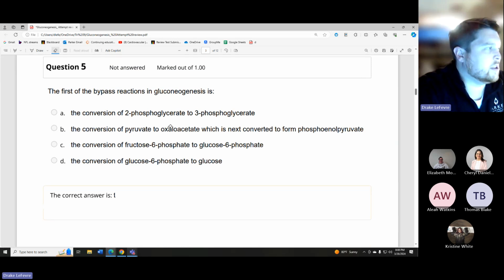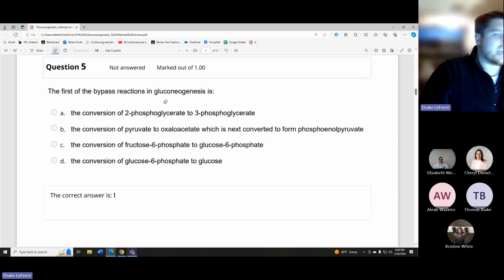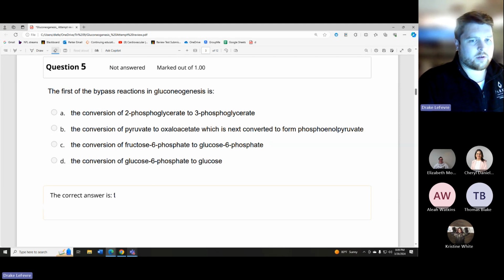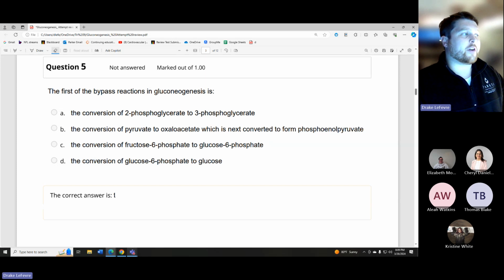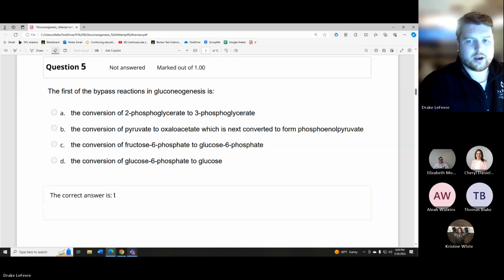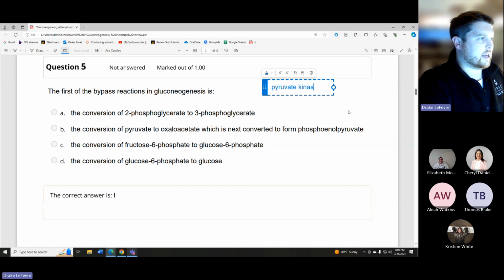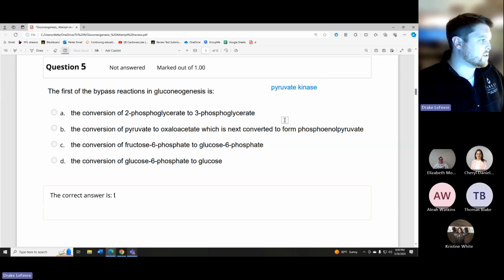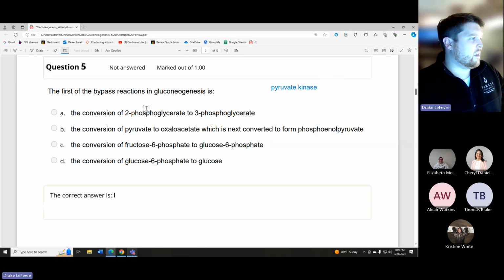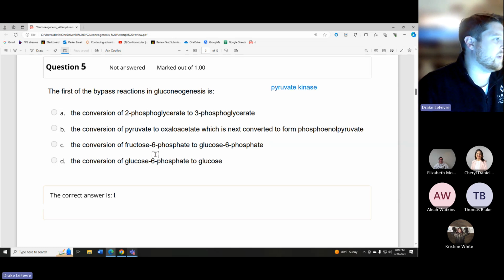The first of the bypass reactions in gluconeogenesis is which of the following? Now, this can be a little bit confusing, because we want to remember that the first reaction in gluconeogenesis is the reversing of the last reaction of glycolysis. Does that make sense? Okay. So the very last reaction of glycolysis involves what enzyme? Pyruvate kinase. Sweet. So with pyruvate kinase we get pyruvate.